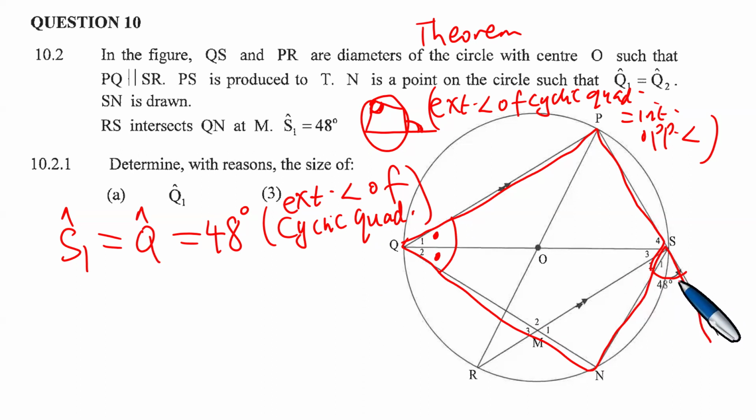So this angle S1 is equal to the whole of the angle Q here. Angle Q is equal to S1, and S1 is 48 degrees because it was given that way. Why is S1 equals Q? Because of the exterior angle of cyclic quad.